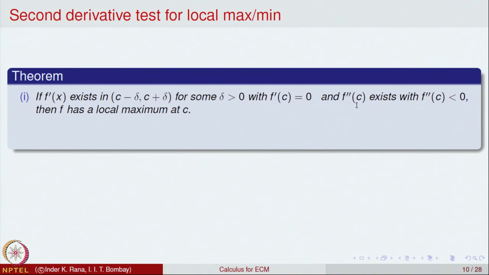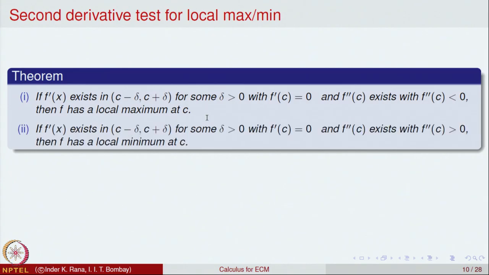Further, if the second derivative at the point is less than 0, then f has a local maximum at the point c. The condition is in terms of the second derivative, but to define the second derivative at a point, we have to say something about the first derivative at that point. So we are saying the first derivative exists in a neighborhood of the point c, and the first derivative is equal to 0 at the point c. If this is satisfied, and in addition the second derivative at the point c is less than 0, then f has a local maximum at the point c.